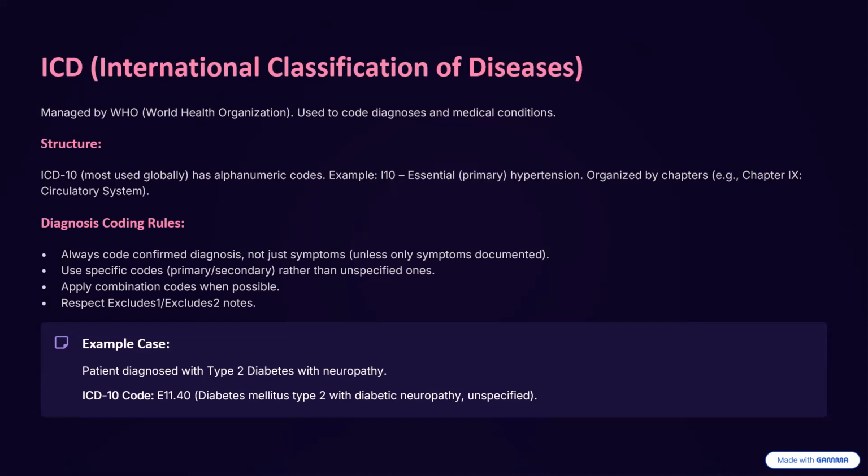Example case, let's see. Patient diagnosed with type 2 diabetes with neuropathy. ICD-10 code E11.40. That is diabetes mellitus type 2 with diabetic neuropathy, unspecified. If a 0 or 9 is beside it, that is called unspecified. Here, E11 is type 2 diabetes. 4 is neuropathy. 40 is unspecified neuropathy. They are not specifying the disease.